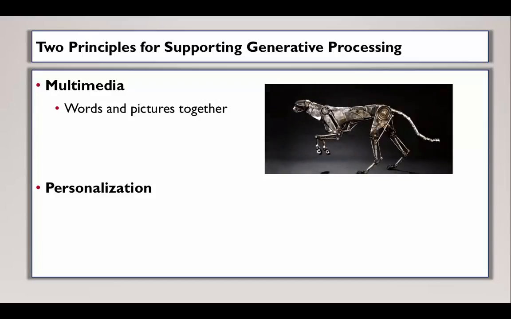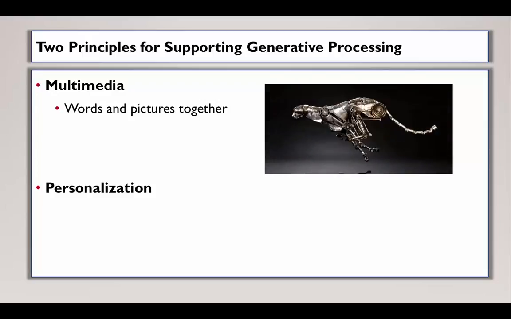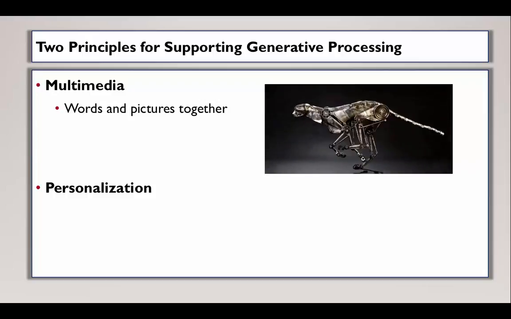For example, listen and watch the animation of the cheetah. At an average speed of 64 miles per hour, the cheetah is the fastest animal.